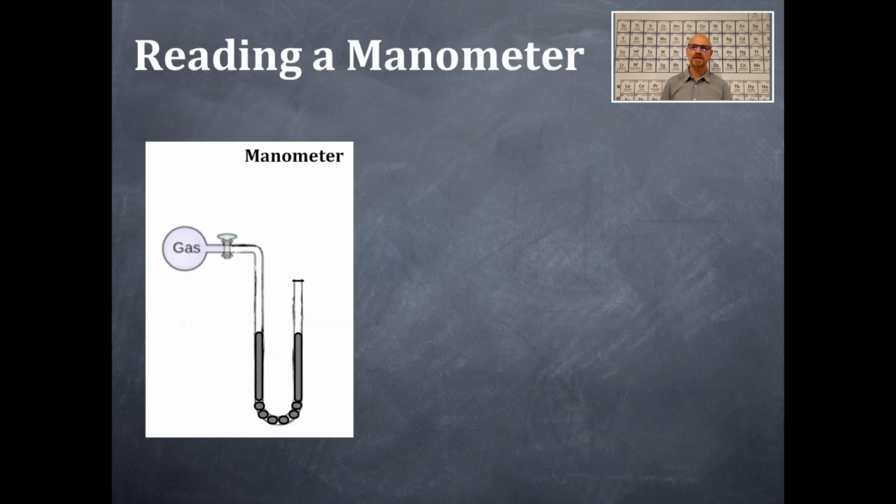So here we go. This is a diagram of a manometer. There's a round bottom flask filled with gas. There's a stopcock. That stopcock is open and it's attached to a U-tube. So the pressure in the flask of this gas is 0 atmospheres.